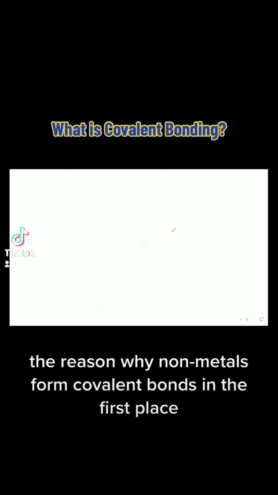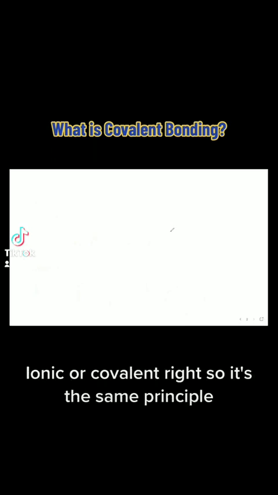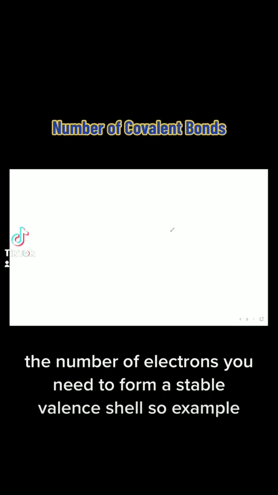So the reason why non-metals form covalent bonds in the first place, and that is going to be true for all kinds of bonding, ionic or covalent, right? It's the same principle. So the tip is now to count the number of electrons you need to form a stable valence shell.